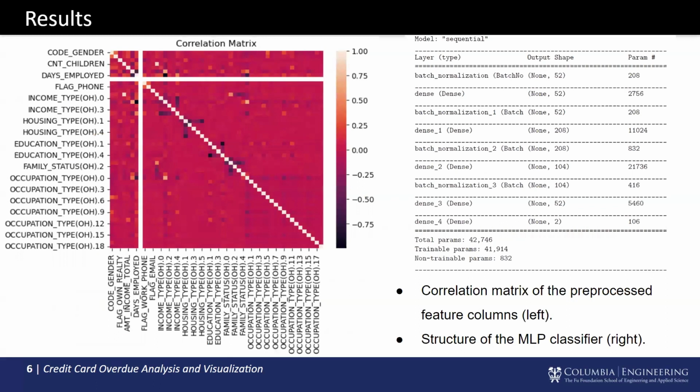As for the results, here I show you some results about the machine learning classifiers. On the left-hand side, this is a correlation matrix of the preprocessed feature columns. And the right-hand side shows the structure of our MLP classifier.